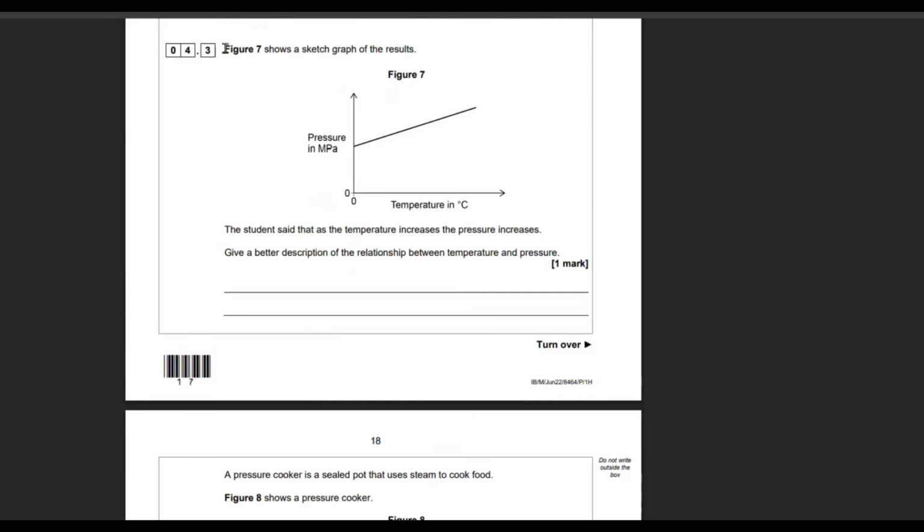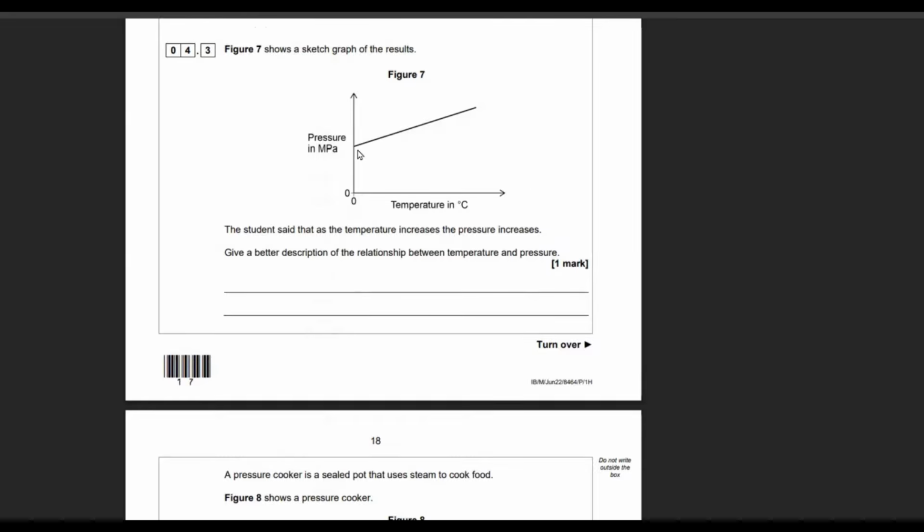Okay, 4.3. Figure 7 shows a sketch graph of the results. We've got pressure in megapascals and temperature in degrees at the bottom. The student said that as the temperature increases, the pressure increases. As the temperature goes up, the pressure goes up. That sounds pretty good, doesn't it? Give a better description of the relationship between temperature and pressure.